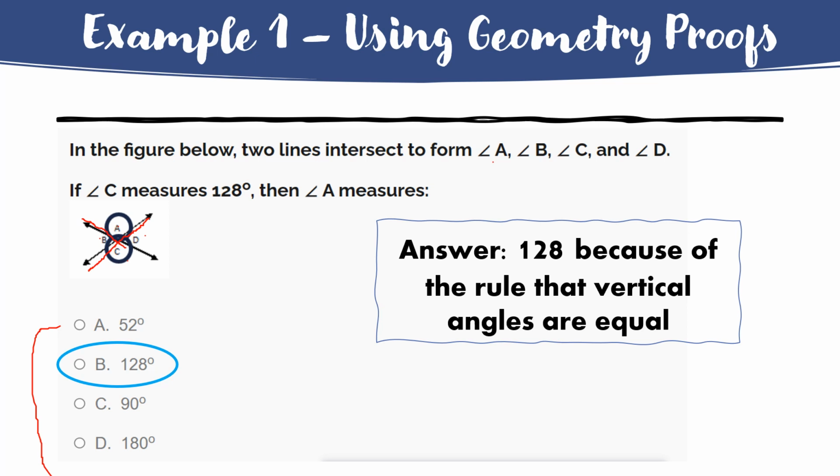Because of the geometric rule that vertical angles are equal. So we know that A is equal to C and B is equal to D. They didn't ask us about B and D, they asked us about A and C, and since C is 128 and A and C are vertical angles, we know that A will also equal 128. Was that easy for you? I hope so. Let's work some other types of geometric problems.